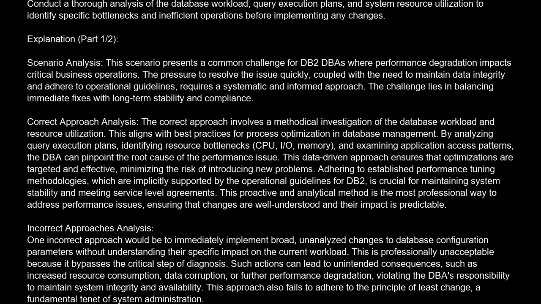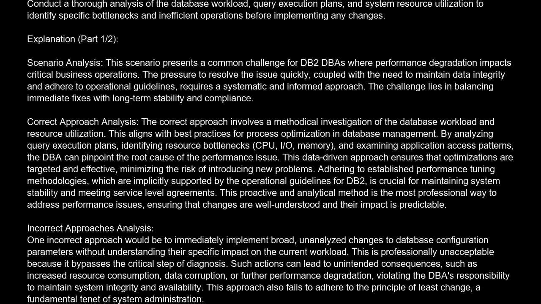Correct approach analysis. The correct approach involves a methodical investigation of the database workload and resource utilization. This aligns with best practices for process optimization in database management. By analyzing query execution plans, identifying resource bottlenecks (CPU, I/O, memory), and examining application access patterns, the DBA can pinpoint the root cause of the performance issue. This data-driven approach ensures that optimizations are targeted and effective, minimizing the risk of introducing new problems.